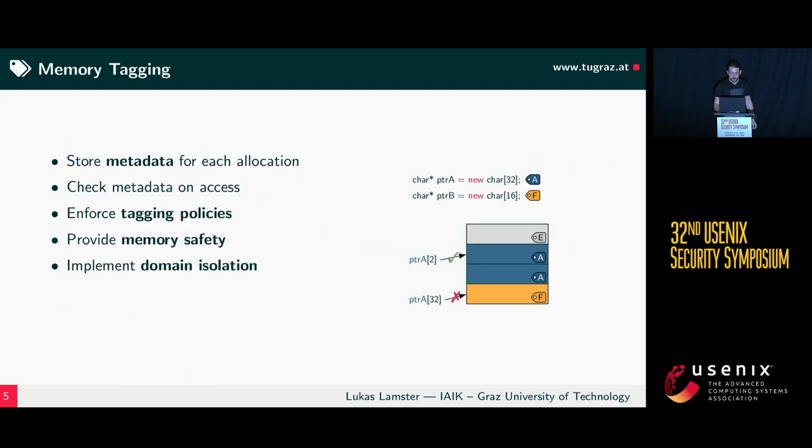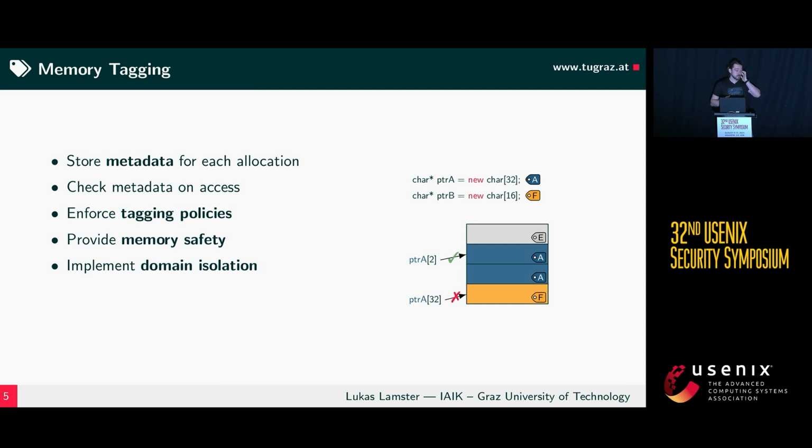Now for something completely different, memory tagging. Memory tagging is a nice approach that works by storing metadata for each allocation in memory. An allocation is basically some object that you have in memory that's aligned. And the idea of memory tagging is when we have this metadata in memory, on each access we will check this metadata if the access is actually allowed.